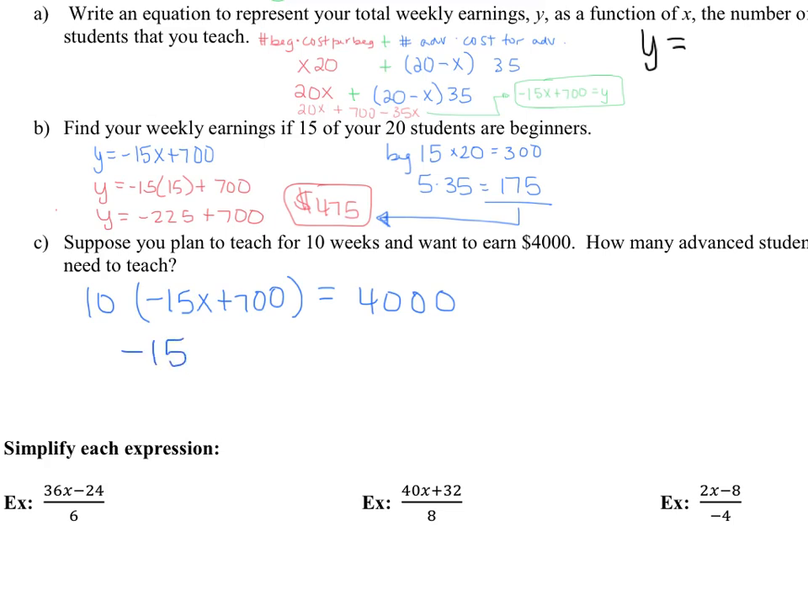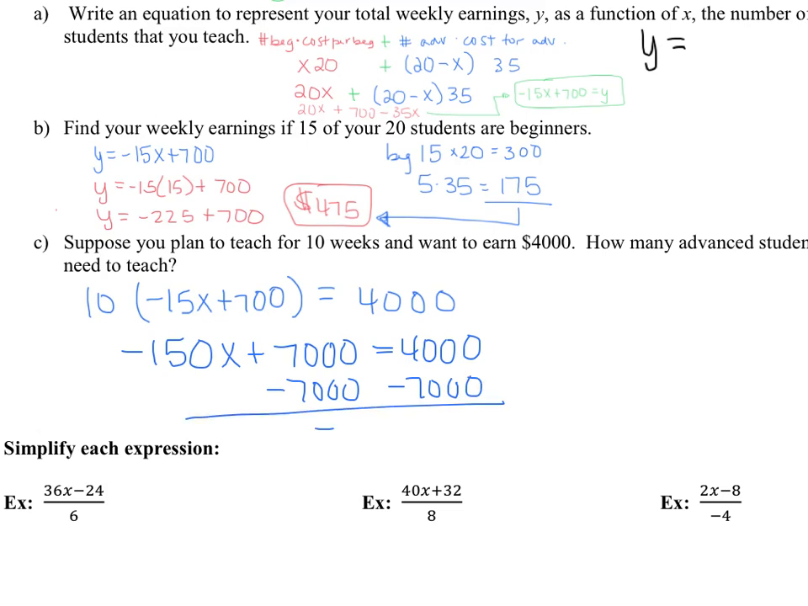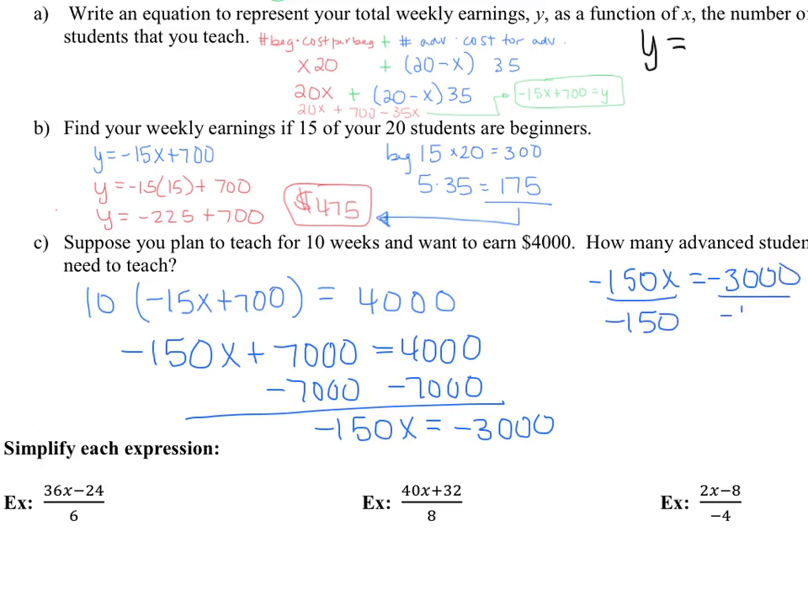So I'm going to distribute my 10: negative 150x plus 7,000 equals 4,000. Going reverse PEMDAS to isolate x, I'd subtract 7,000 from both sides, which gives me negative 150x equals negative 3,000. I'll just put that over here. And then the last step to getting x isolated would be to divide by negative 150. And negative divided by a negative is going to be a positive. I could cross off a 0, and 15 would go into 300 20 times.